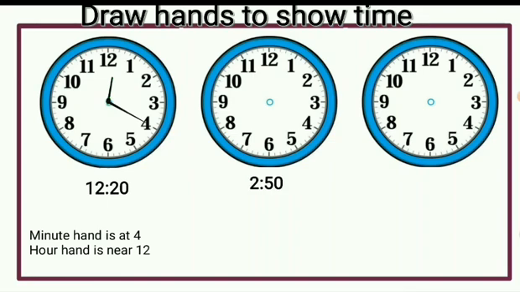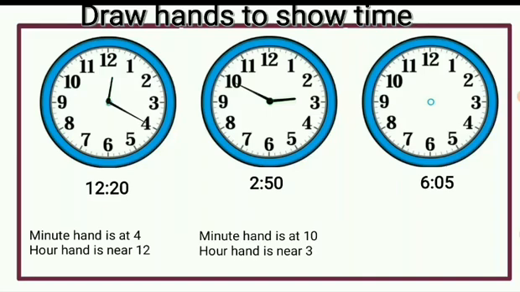How to show 2:50? The minutes is 50, so we know 5 tens is 50. So the minute hand will be at 10, and the hour showing is 2, but already more than half has passed, so it is going to be the next hour, that is 3. So the hour hand will be near 3. The minute hand is at 10 and the hour hand is near 3.